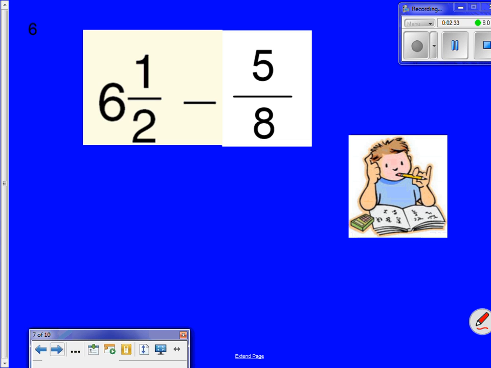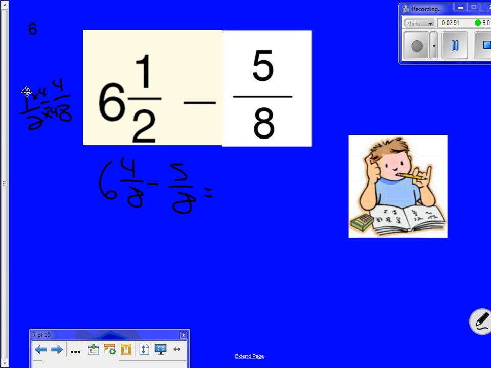Let's go here. Let's go with 2 and 8. We have to put this into an 8. So half we're going to put into 8. Going times 4, times 4, gives me 4 over 8. 6 and 4 over 8 minus 5/8.